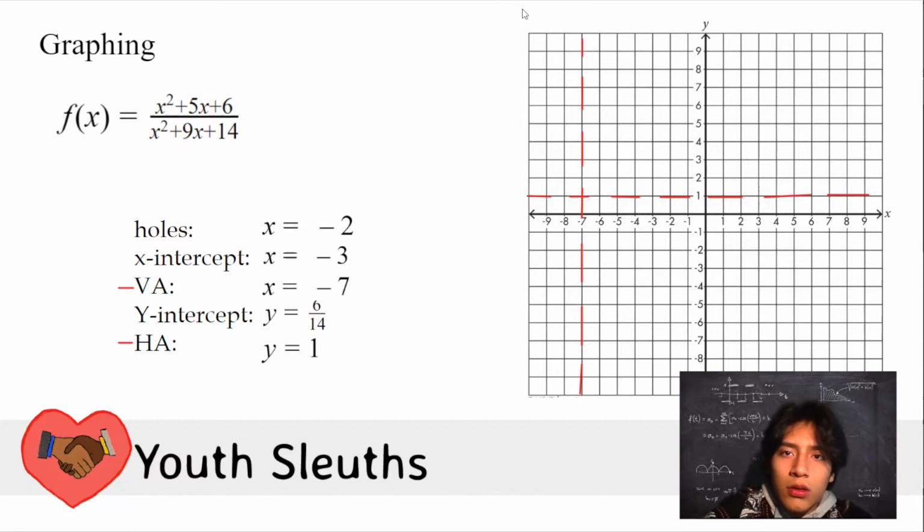Next, we want to draw our points. So our x-intercept and our y-intercept. Our x-intercept is x equals -3. So you will put a point on x equals -3. And y equals 6 over 14, which is right under 1/2. So we'll put that right there.